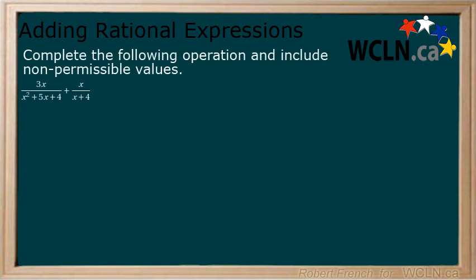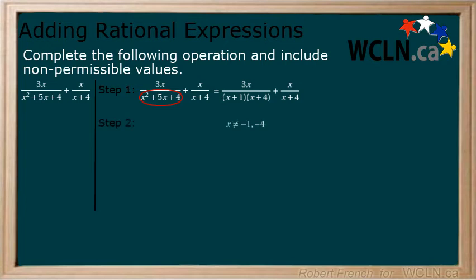Complete the following operation. Include non-permissible values with your answer. Step 1. Factor the numerators and denominators. We have a trinomial in the denominator here that can be factored. When we look at the rest of our expression, we see that no other factoring can occur. Step 2. We have non-permissible values of -1 and -4 from the factors in our denominator.